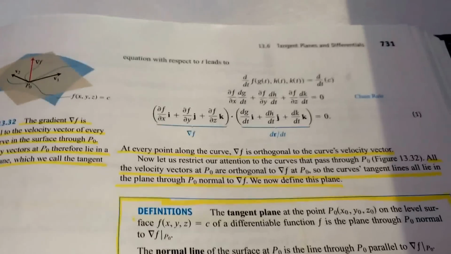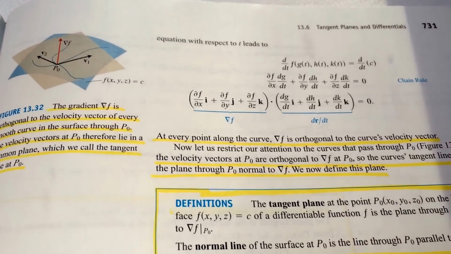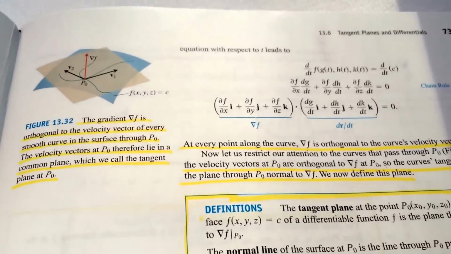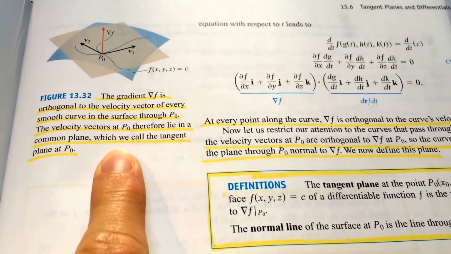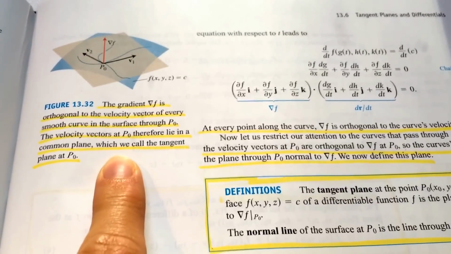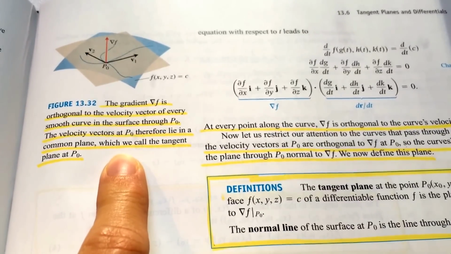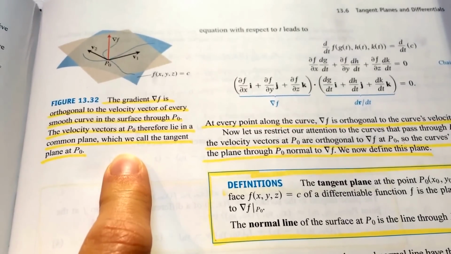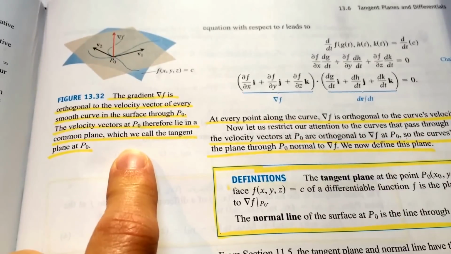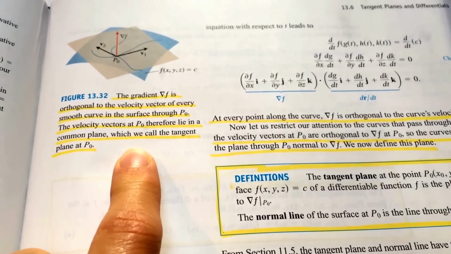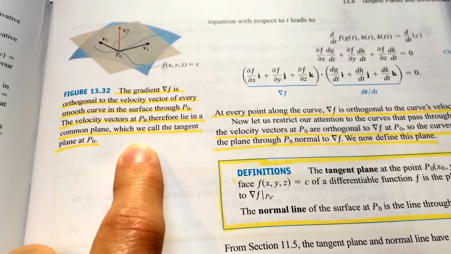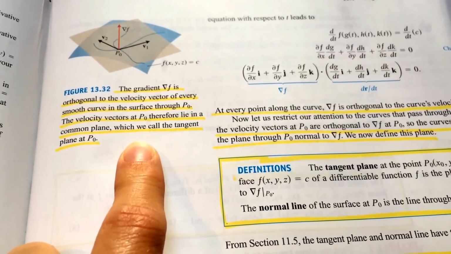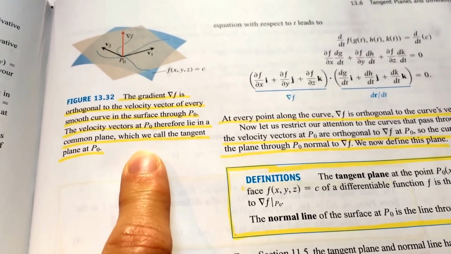Okay, so page 731 is where we're going to start. And at the top of the page, here in this figure 13.32, it tells us that the gradient vector, which is what we were talking about in the last section, is orthogonal to the velocity vector. And so all the velocity vectors lie in a common plane, and this common plane is called the tangent plane, and that's where we're going with it.